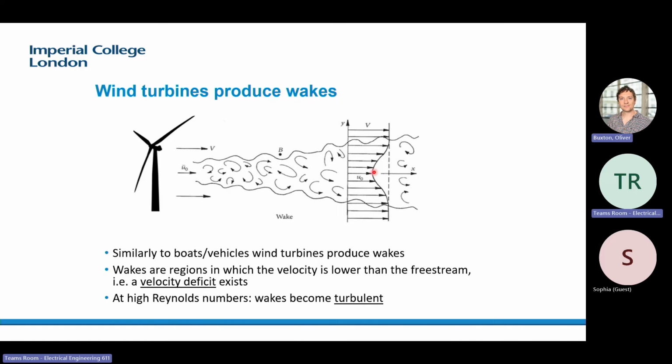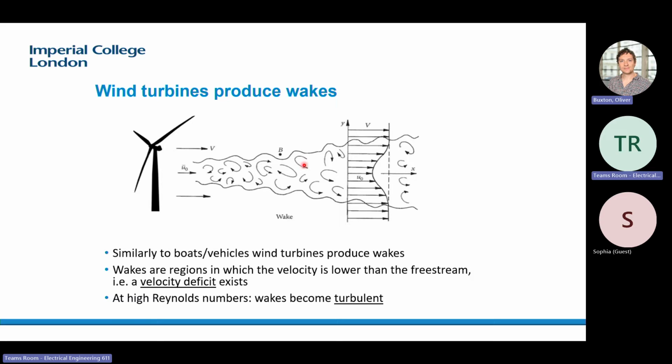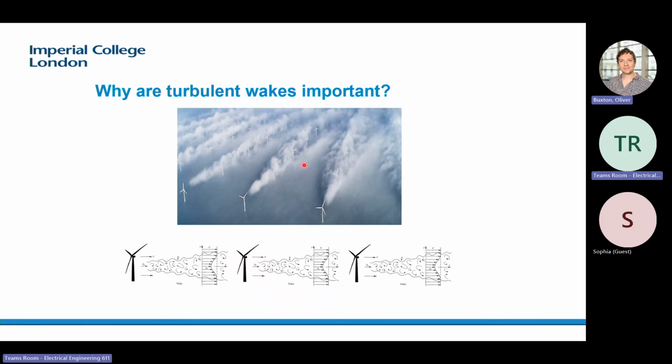Now, because wind turbines, and in particular modern wind turbines, are very, very large, the Reynolds number for this flow is very, very high, and accordingly, these wakes are turbulent. And this introduces some problems, because if we look at a wind farm, we can see that centrally located turbines within the wind farm are situated within the wake of the upstream turbine itself.